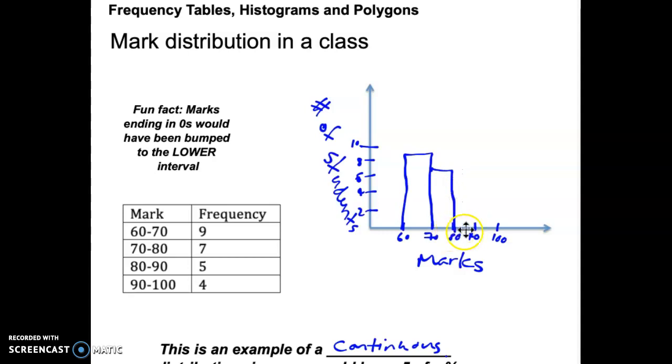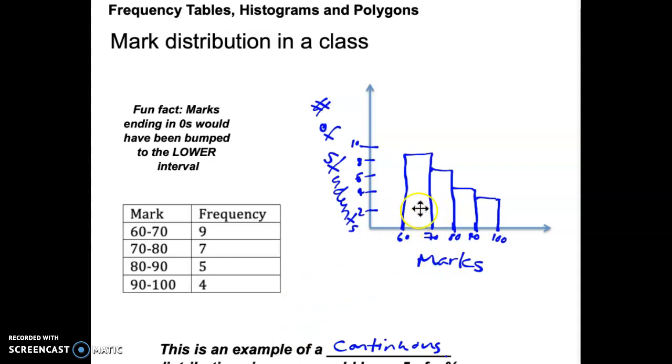So that would be there. Between 80 and 90, there are 5 students. And between 90 and 100, there are 4 students. So this is a skewed distribution. Okay. So there we have our marks.